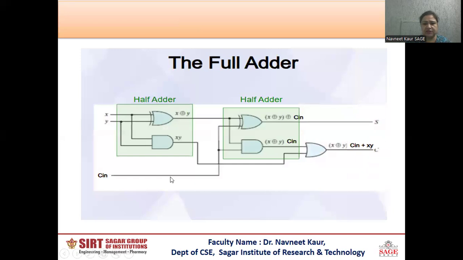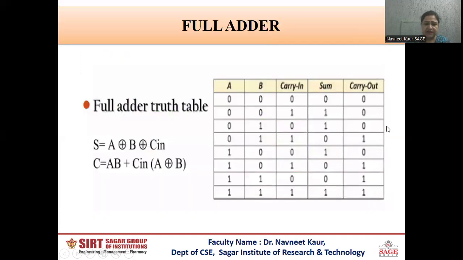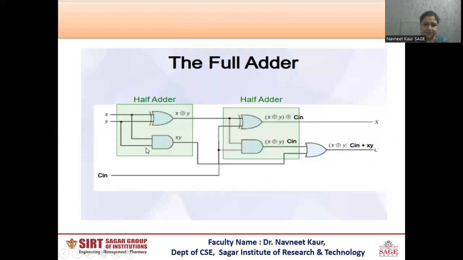Now, this is the logic diagram for the full adder. These are the three inputs X, Y, and C in. First, we can see that X and Y are XORed here, so I'll get X XOR Y. Now, for generating the sum bit, C in will be XORed with X XOR Y. So we will get X XOR Y XOR C in, which will be your sum bit. Here we can see sum is the XOR of all three inputs.